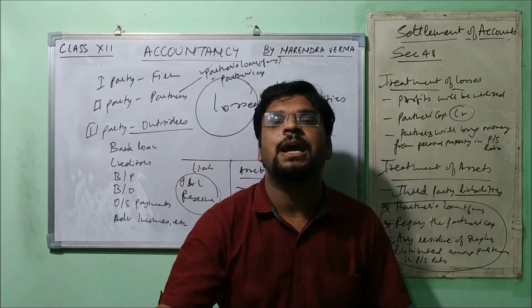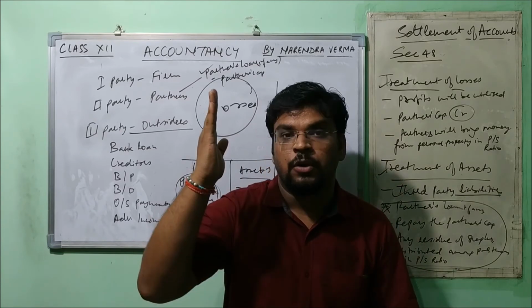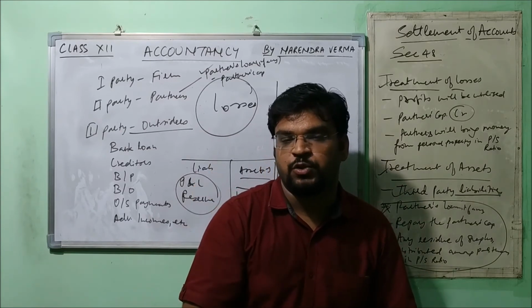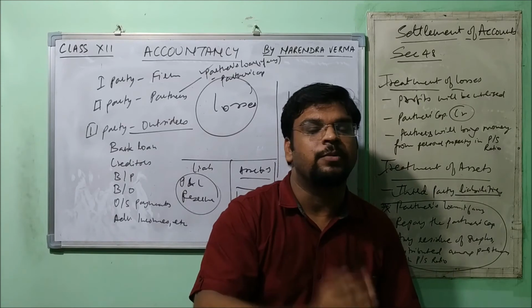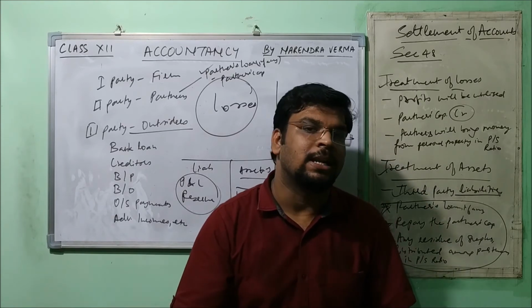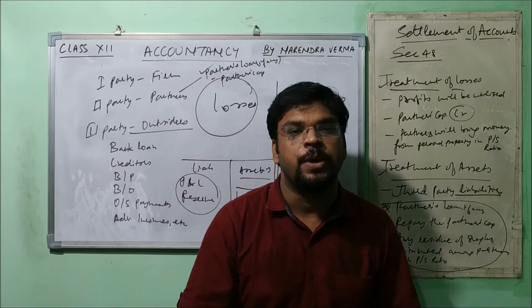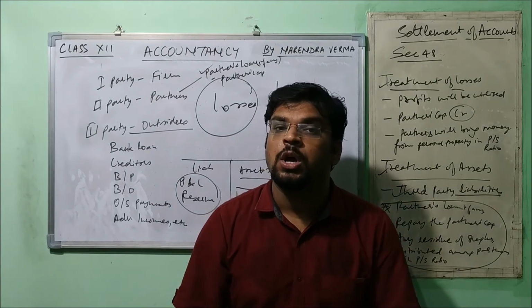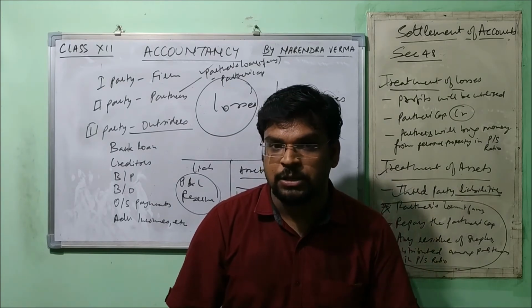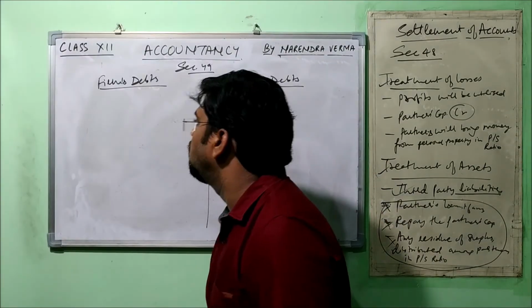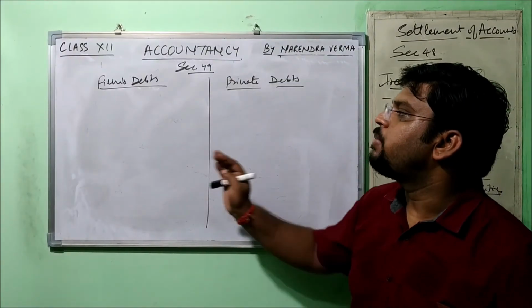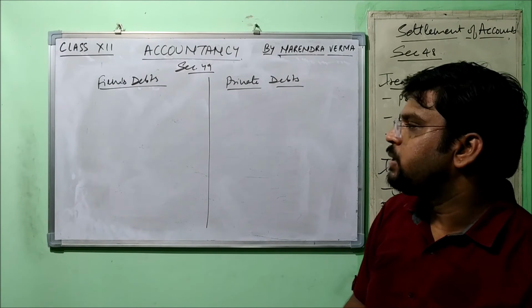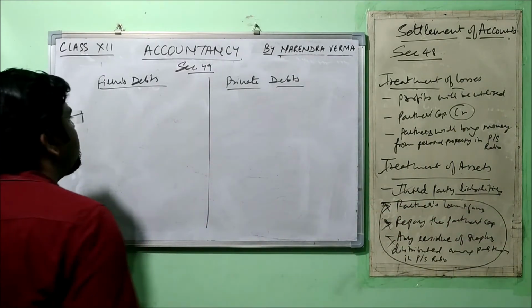Now, let's understand the payment of firm's debt and private debts. Very first, we will understand the difference between firm's debt and private debts, and then we will learn how the payment will be done, in which condition the priority will be given to which debt. So, let's understand it. Section 49, payment of firm's debt and private debts. Very first, let's understand the meaning of this.